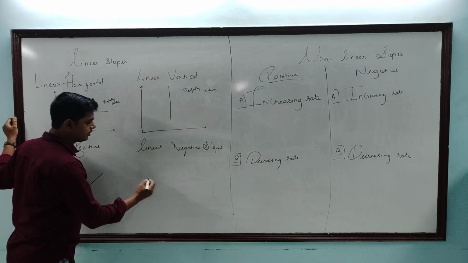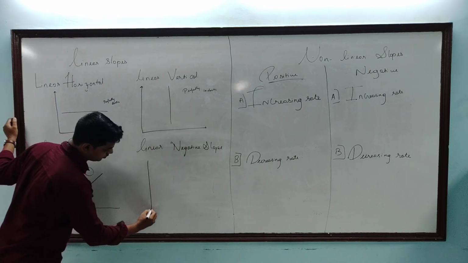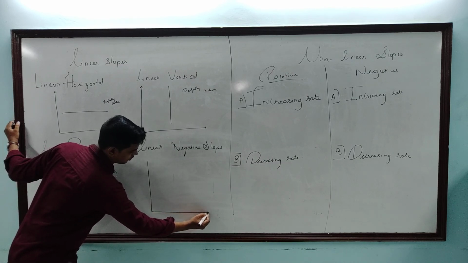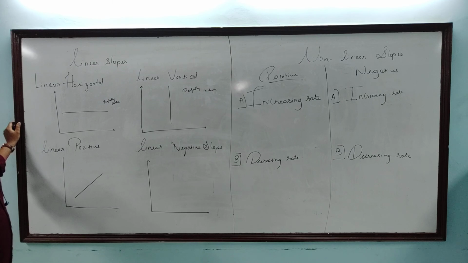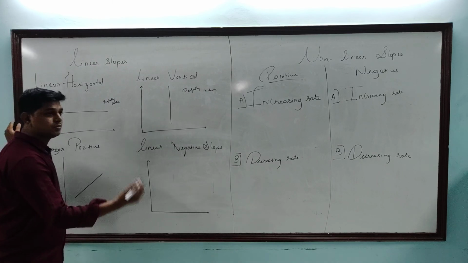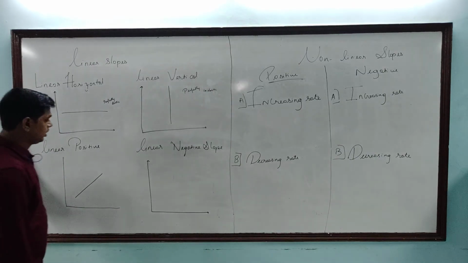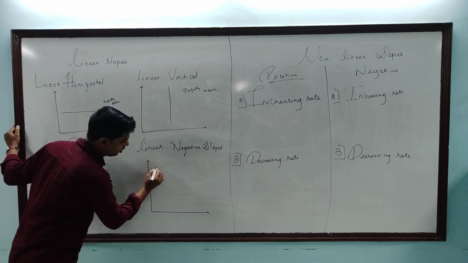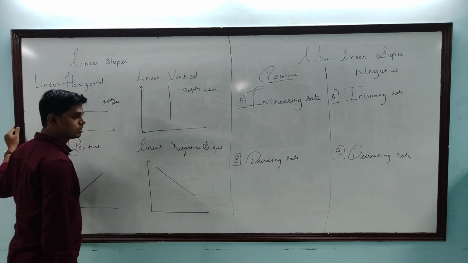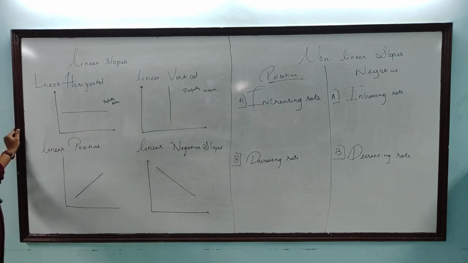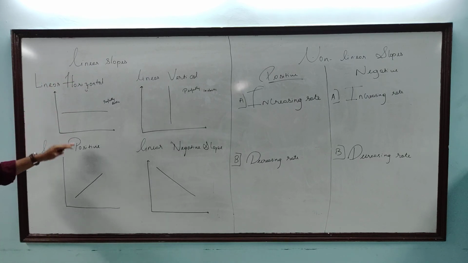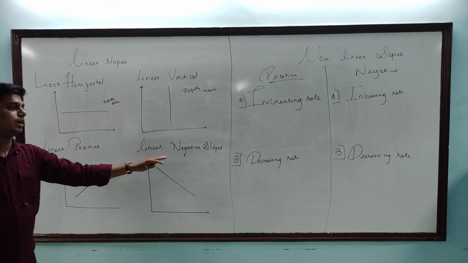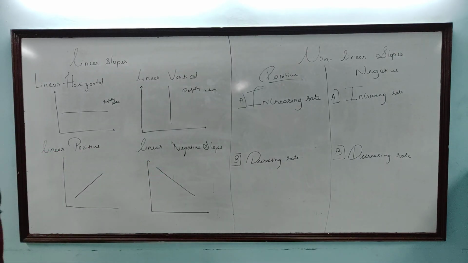When we are talking about a negative slope, the variables on y and x are in inverse proportion to each other, and they tend to fall down at a constant rate. So we have a linear horizontal curve, a linear vertical curve, a linear positive curve, and a linear negative slope as well.